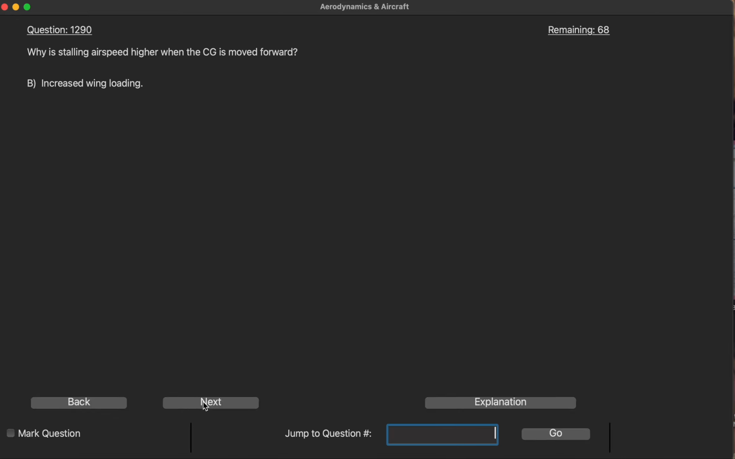Why is stalling airspeed higher when the CG is moved forward? Increased wing loading. In steady-state level flight, the lift will oppose the downward force of weight.